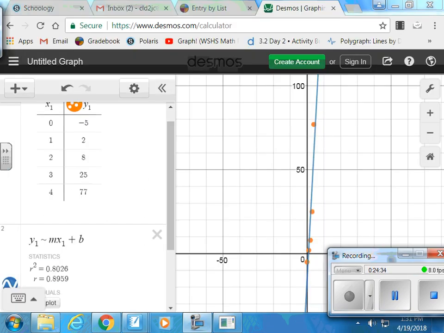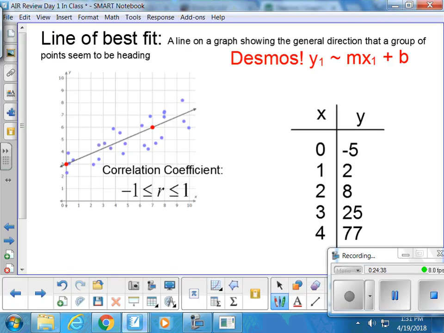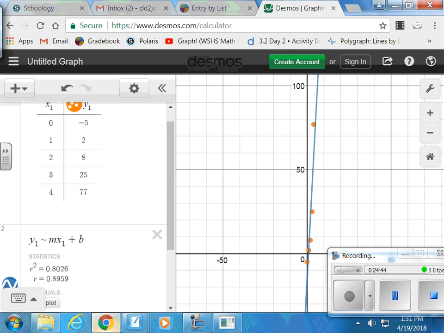All right, hello everyone. I don't remember when I paused the video, but we basically had some data points, and I wanted to refresh with the students how Desmos can fit a line to the data points. So we went in, inserted a table, and then for our equation, did y1 tilde m times x1 plus b.